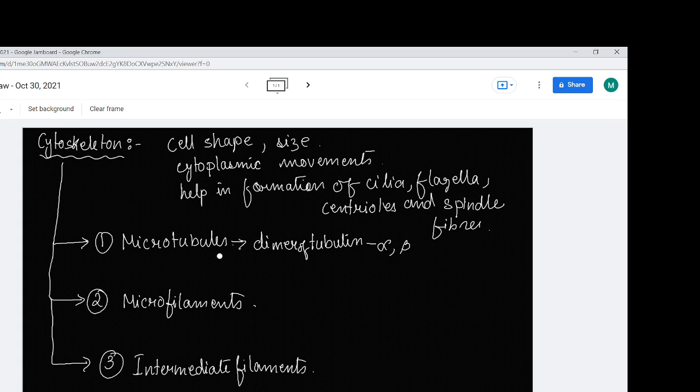This alpha and beta dimers, they will be present together, and there will be this kind of arrangement 13 times in a spiral shape. So it will form spiral shapes like this with 13 dimers around each turn. So 1, 2, 3, 4, 5, 6, 7, 8, 9, 10, 11, 12, 13. So there will be 13 dimers like this, so 2 together. So this kind of arrangement will form the tubulin.